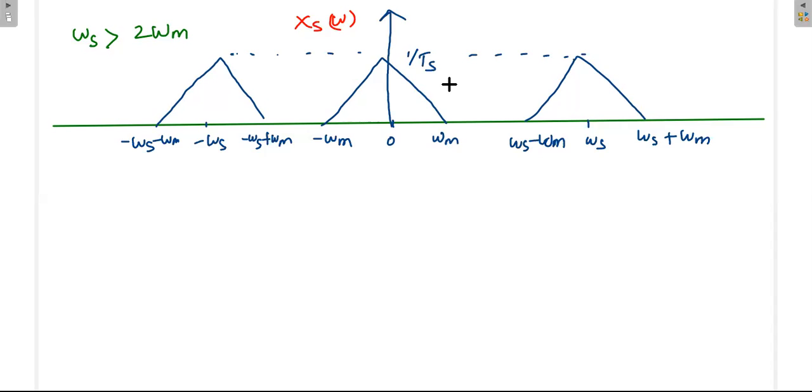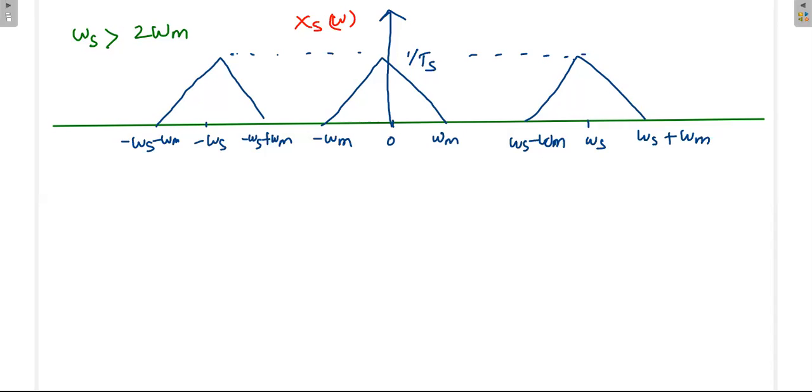But at the transmitted side, the amplitude would have been 1. That is very simple; we can multiply with Ts as some gain constant, but we have to recover back only this spectrum. For this we can use a low pass filter. If you pass this X_s of omega through a low pass filter with the cutoff frequency of this value, then we can get only this spectrum.